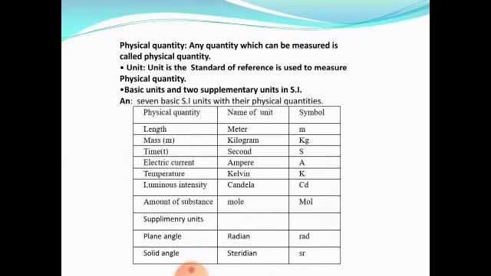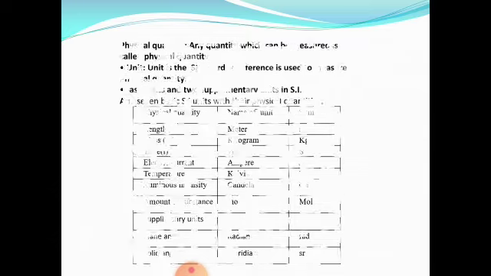Electric current, its unit is ampere. Temperature, its unit is Kelvin. Luminous intensity, its unit is candela. Amount of substance, the unit is mole. There are two supplementary units. One is plane angle, its unit is radian. The second one is the solid angle, its unit is steradian.